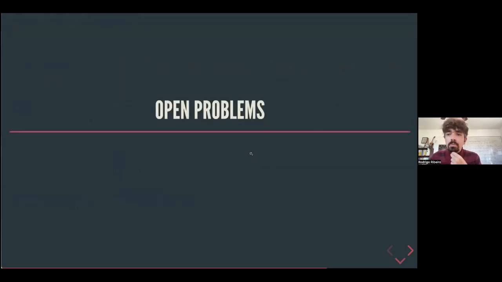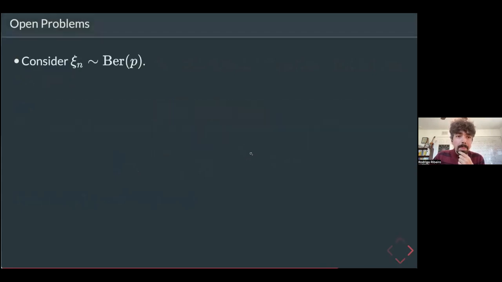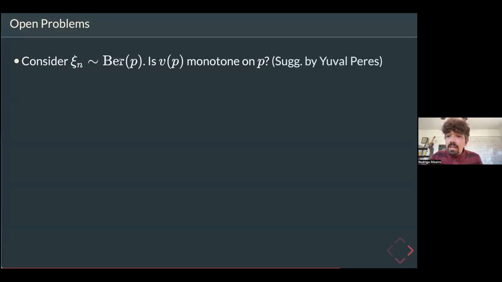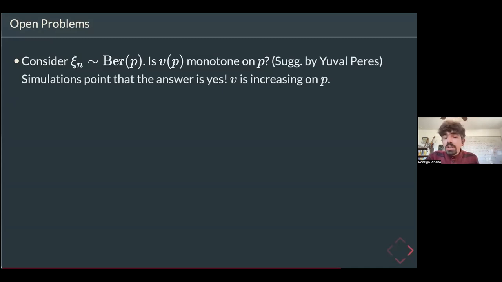So let's discuss the open problems here. Suppose that you have an IID leaf process, which is Bernoulli with parameter p. So we saw that in this case, the leaf process is uniformly elliptic, so the walker is ballistic, but more than that, it has a well-defined speed that depends only on the parameter p, because it depends only on the distribution. But then the question is, is this function monotone in p? This question was suggested by Yuval Peres, and I've done some simulations for this, and they indicate that the answer is yes. So the function of p in this case is monotone.